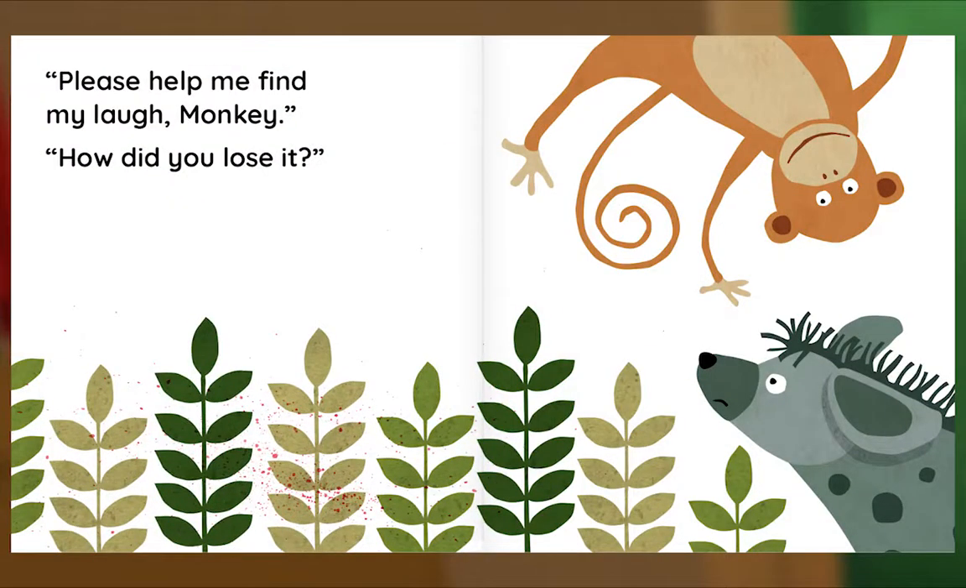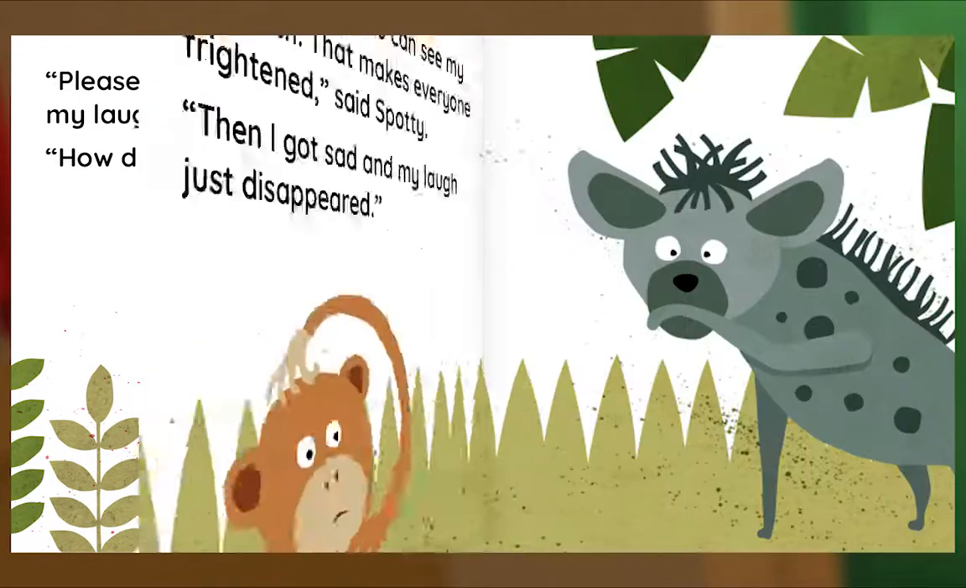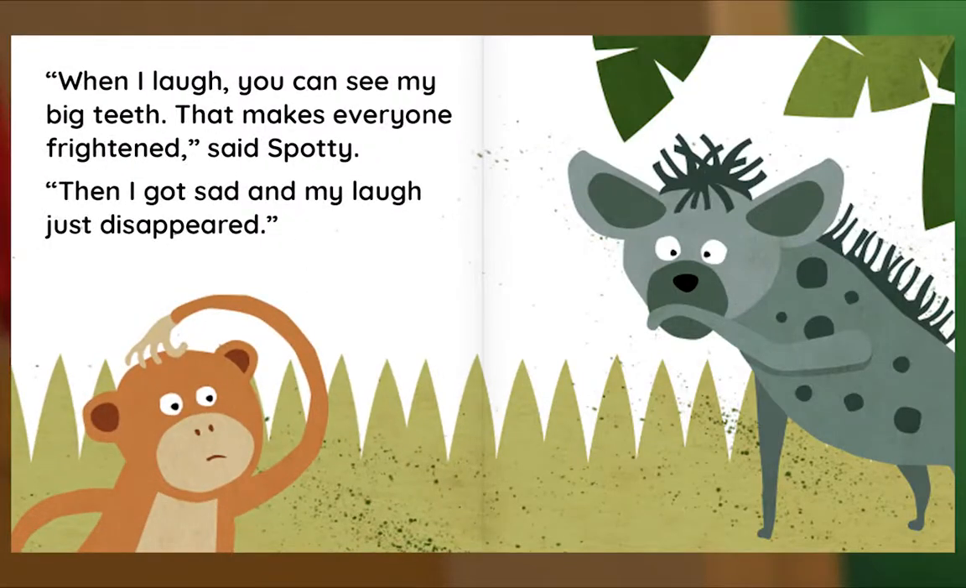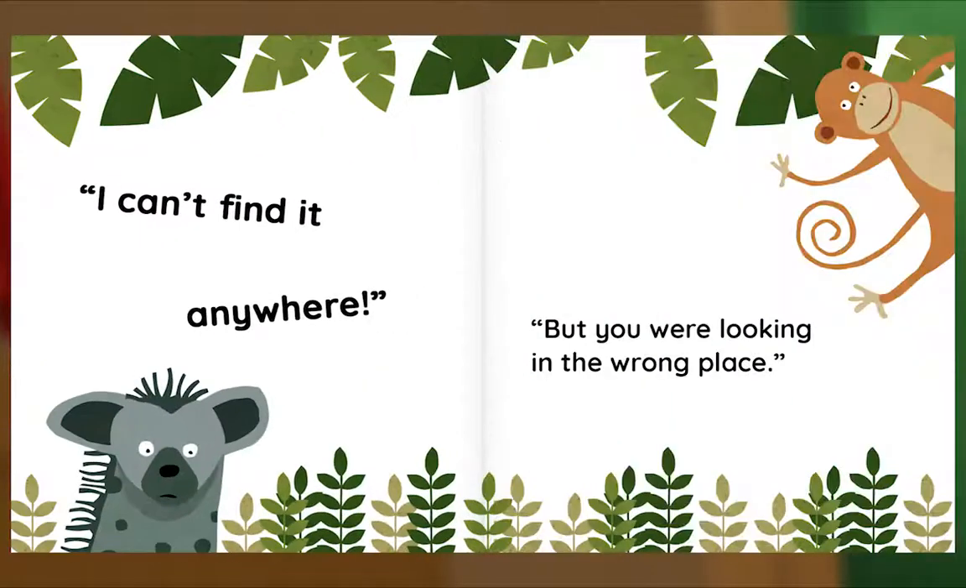Please help me find my laugh, monkey. How did you lose it? When I laugh, you can see my big teeth. That makes everyone frightened, said Spotty. Then I got sad and my laugh just disappeared. I can't find it anywhere. But you were looking in the wrong place.